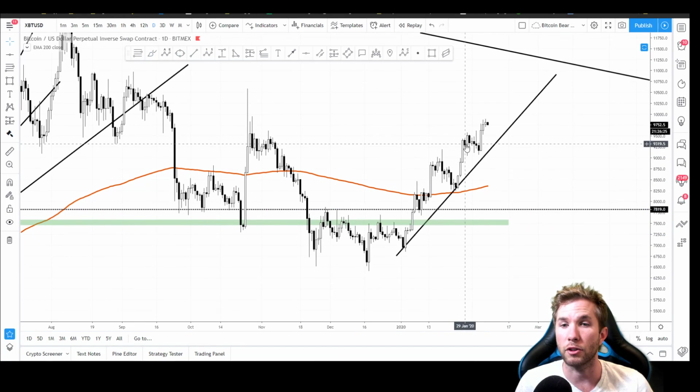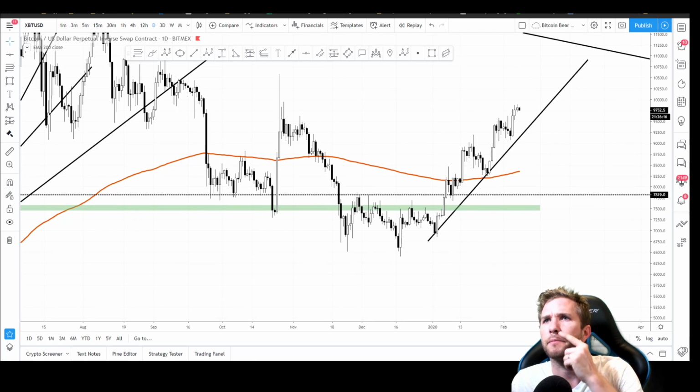So we moved into a short squeeze. Once it broke this 200 EMA though, that for me was invalidation from bear to bull, and that's when I got long, and that's when I did one of my live streams.